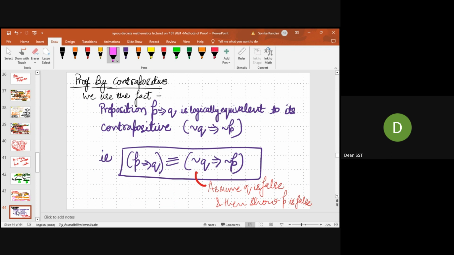So we have to do proof by contrapositive. Proposition P implies Q is logically equivalent to its contrapositive. That is, P implies Q is logically equivalent to not Q implies not P. Is it clear? So for contrapositive, you have to use this: P implies Q is equivalent to not Q implies not P. Is it clear?